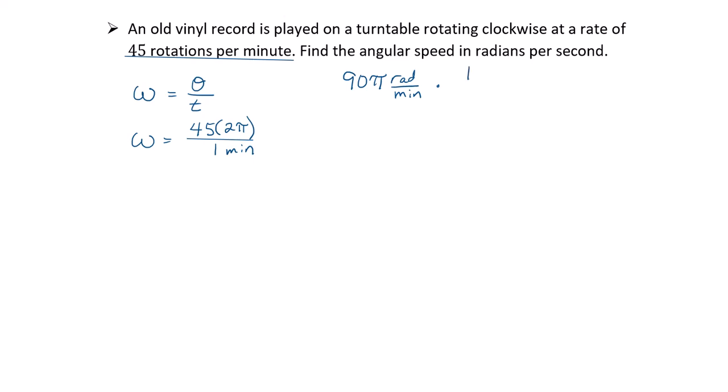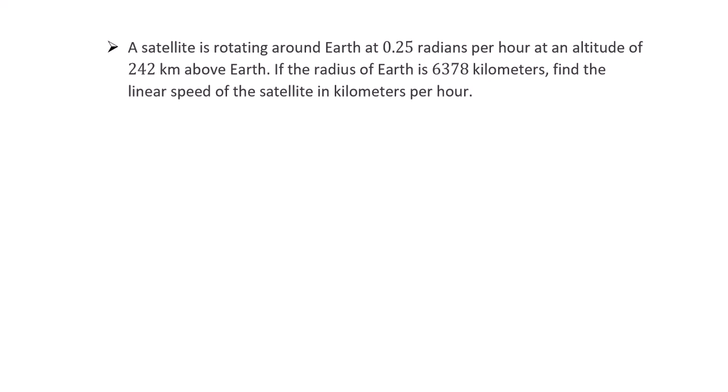If I multiply that by 1 minute over 60 seconds, this is going to convert this to be radians per second. This will end up as 3 pi over 2 radians per second. If we put this into the calculator, just 3 times pi divided by 2, we could get an approximation. This is about 4.71 radians per second.